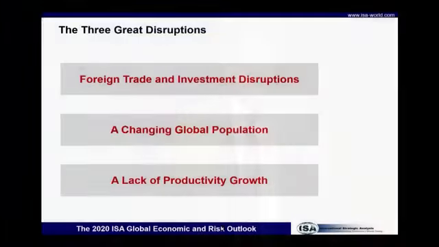So what are some of the things we're looking at in terms of the global economy? What I want to focus on at the beginning here is there's three key drivers to economic growth. There is trade and investment, a very important driver of economic growth. There is demographics. Simply put, the bigger the population, the more natural economic growth you can have. And then we're going to talk about productivity and why there has not been significant productivity growth in recent years. In fact, we call those the three great disruptions.